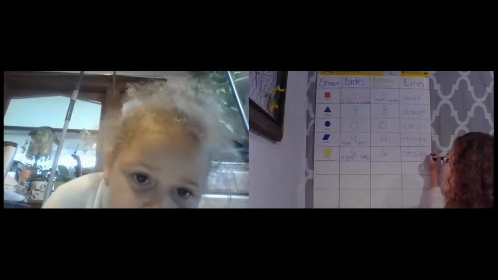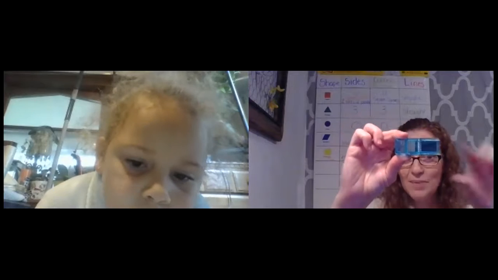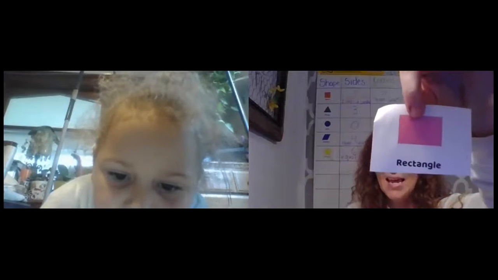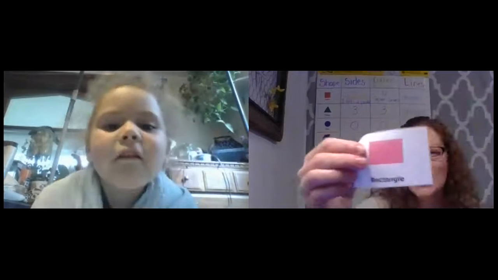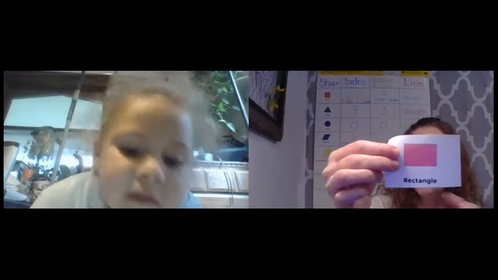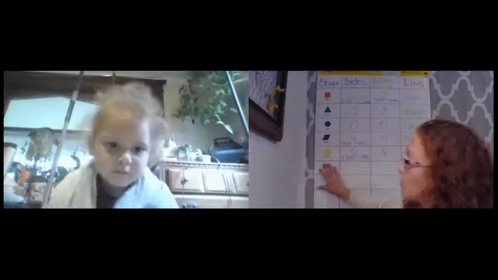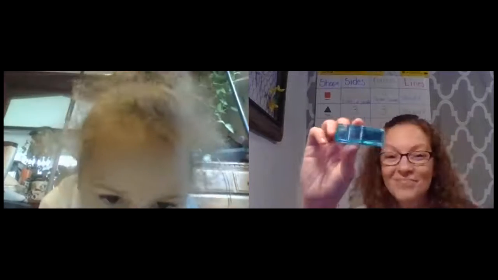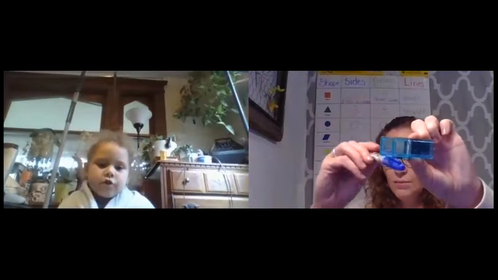All right, we have 2 more shapes to go. What shape is this? Can you tell? It is a rectangle. It's kind of like a square, but it's longer. Rectangle. All right, so let's look at this rectangle. This is actually like a paper clip. Rectangle. Let's count the sides on the rectangle. 1, 2, 3, 4. Nice job.